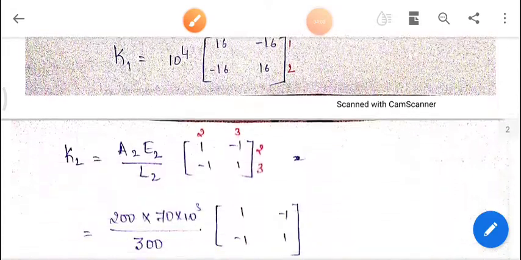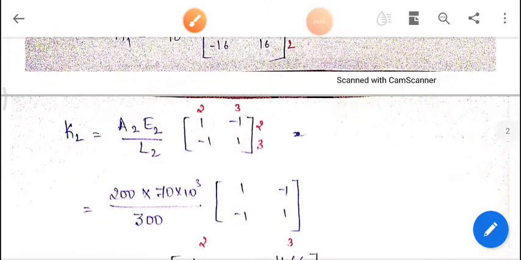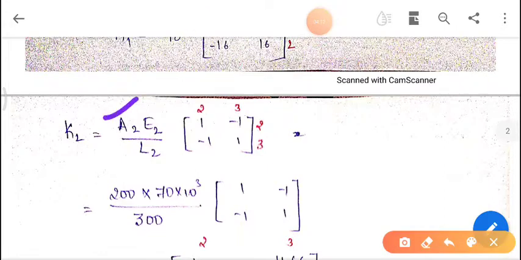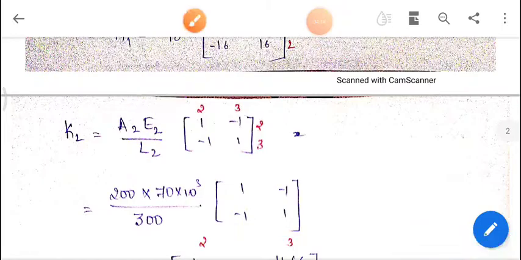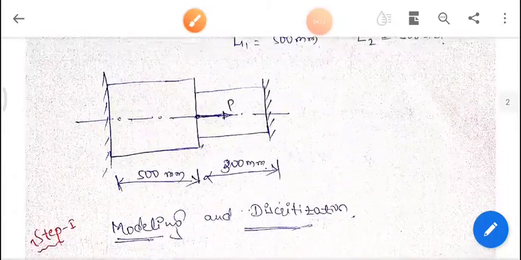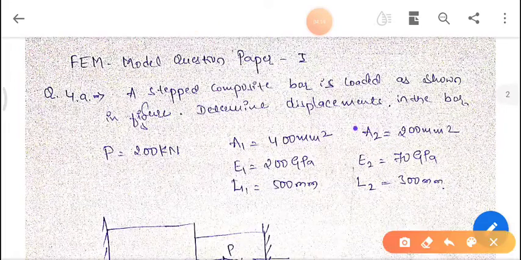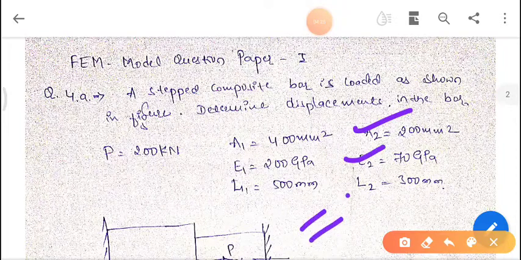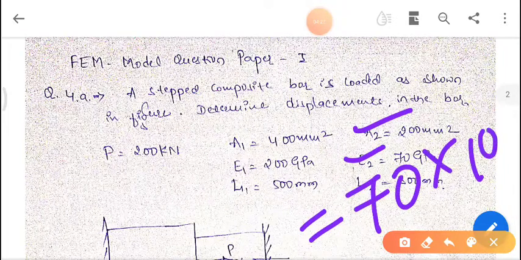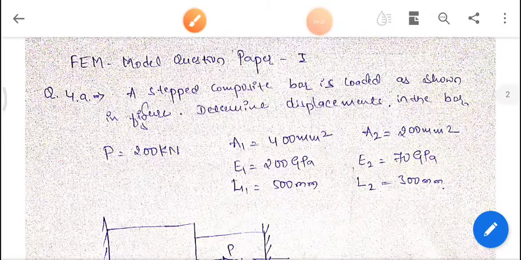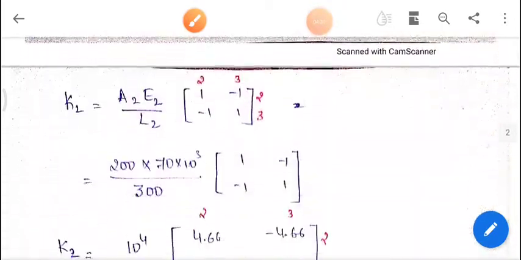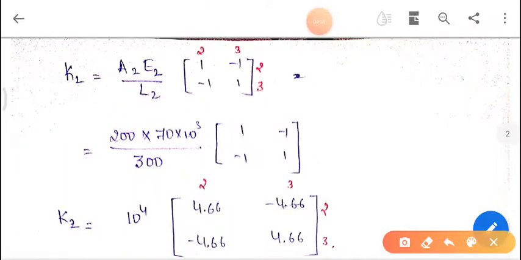Once we do this, next we go for the second element. The stiffness matrix for the second element is given by A2 E2 divided by L2, where A2 is the area of the second element. The area of the second element is given as 200 mm square, and Young's modulus is 70 gigapascal, which is 70 into 10 raised to 3 Newton per mm square. Next, the length is 300 mm. That's what we have substituted here.